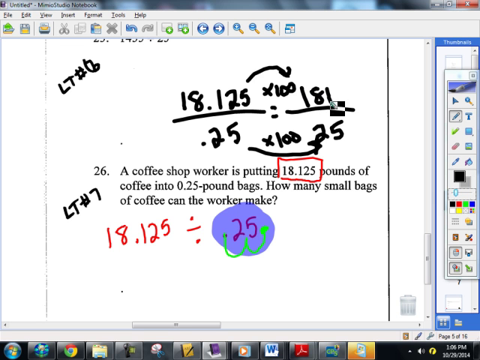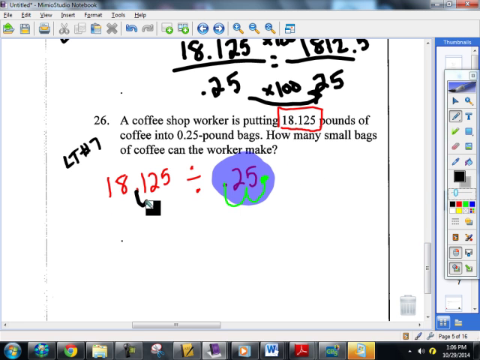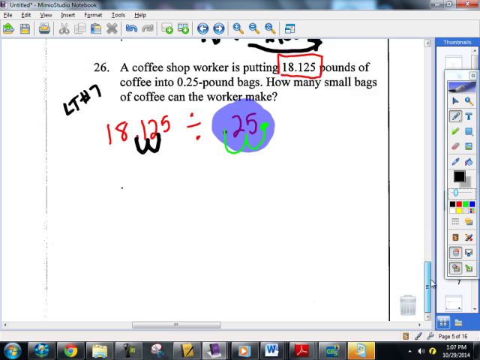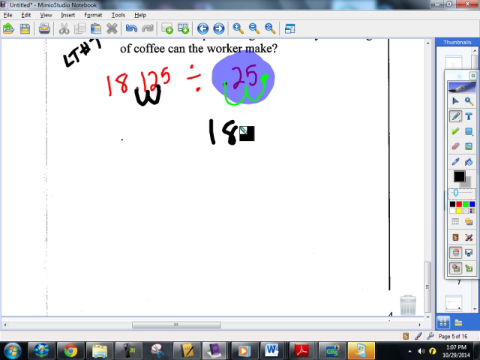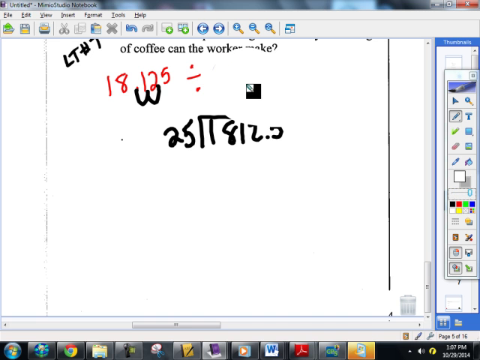18, 1812.5. Everybody got that? So I moved it twice there, I moved it twice there. Now I'm ready to do the problem. So here we go. Here, 1812.5 divided by 25. I've made sure my divisor is a whole number. What's the next step that I need to do right here?